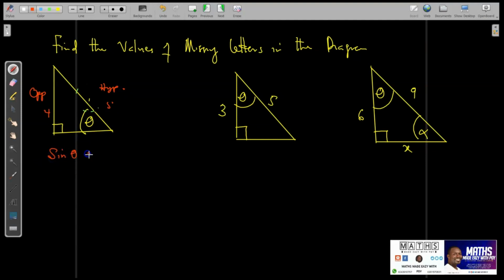So sine theta should be equal to the opposite side over the hypotenuse. So what do we have? We are looking for theta. So sine theta, then we substitute the values for opposite and hypotenuse. And what are they? 4 on 5. So finding theta, you have to find the inverse of sine. So sine inverse of 4 on 5. Kindly program it on your calculator for me and tell me the value.